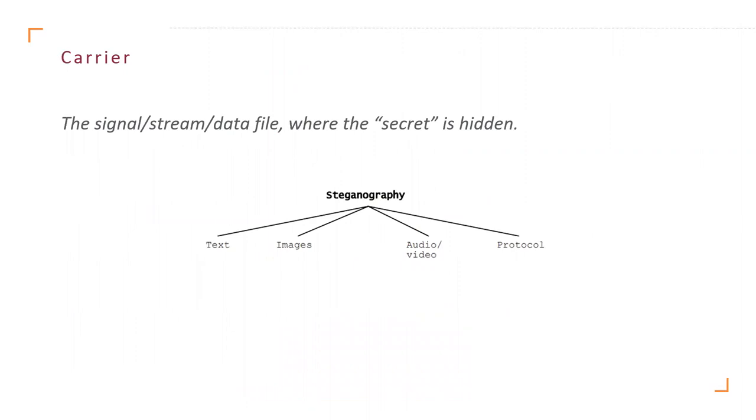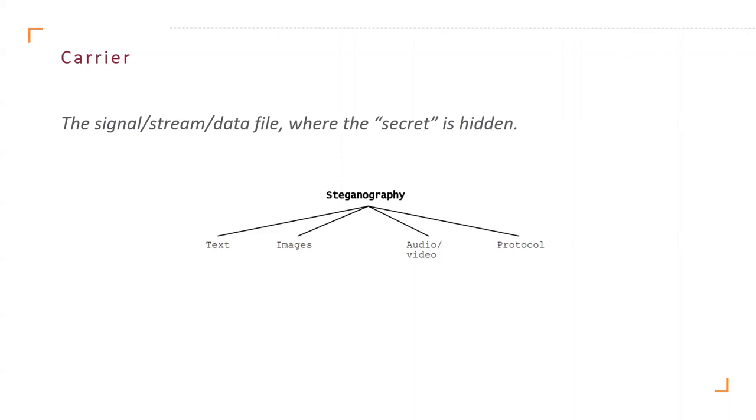So in steganography, there is an important term called carrier. A carrier is basically a signal or a file where the secret is hidden. These carriers can be of multiple types: texts, images, audio, videos, and even protocols. If we look at a protocol, let's take the example of TCP/IP. A TCP header has some reserved fields and it has options. These kinds of fields can be used to store information and sent across.